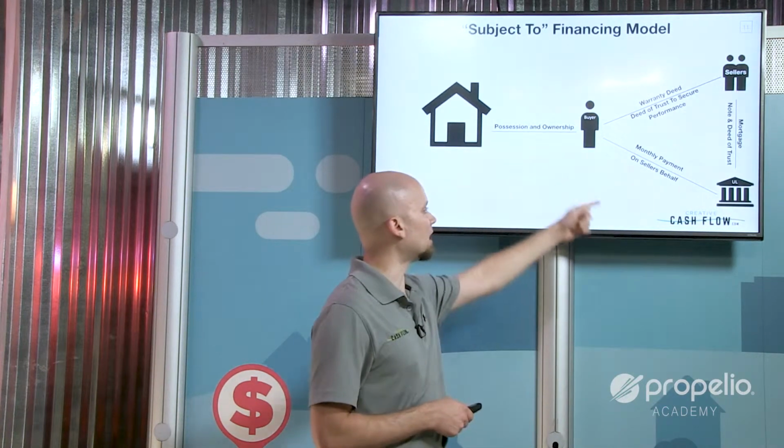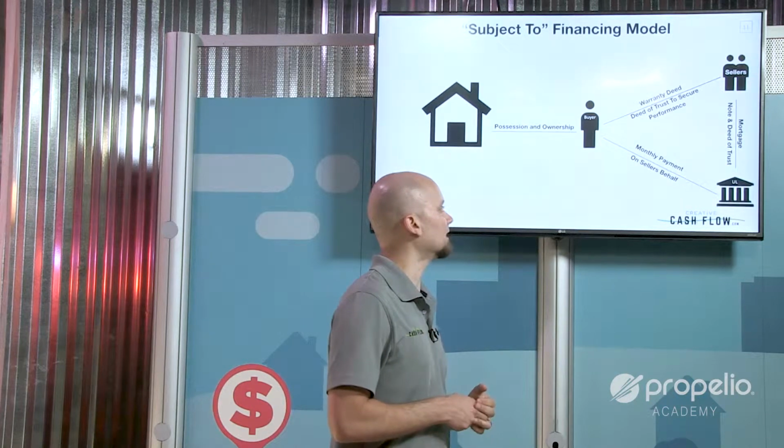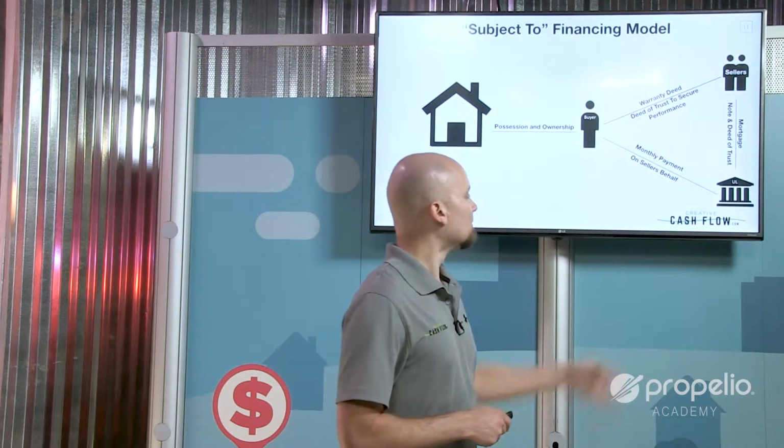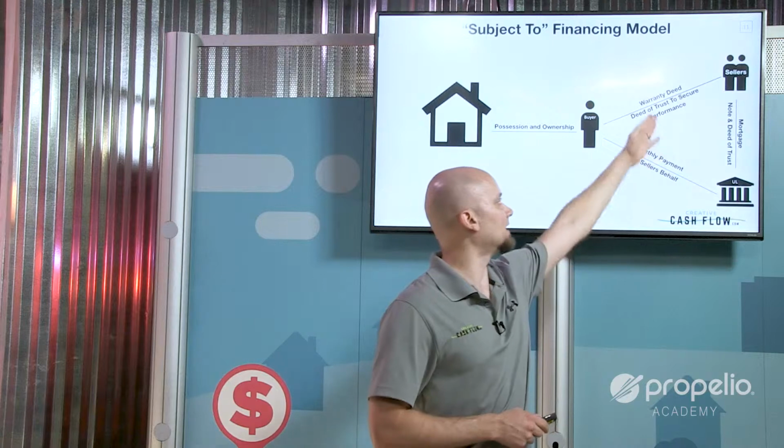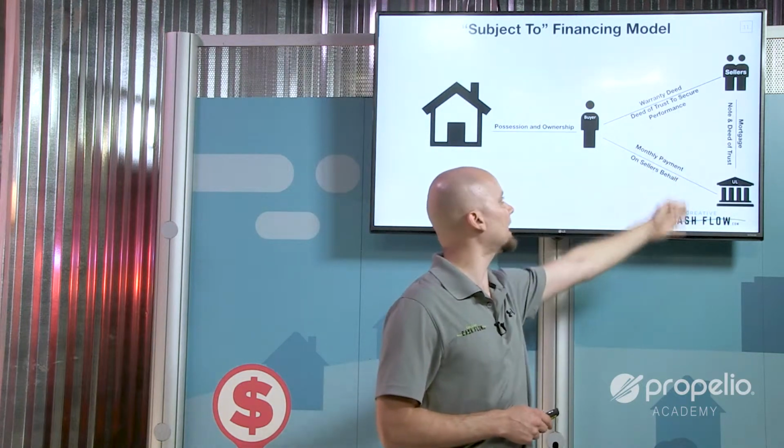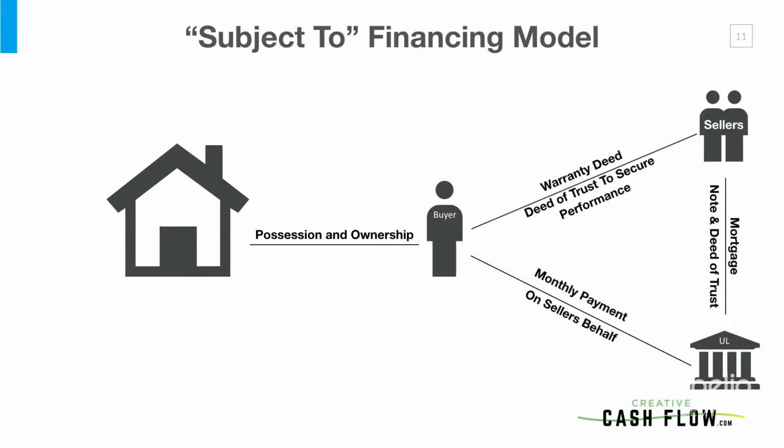So that's how that seller is protected. If you look here on this bottom part of the triangle, the buyer pays the monthly payment on the seller's behalf. But on the right side, we see the mortgage and the deed of trust is still between the seller and the underlying lender, right? And then all the way to the left here, you see that we have possession and ownership of the property because of that warranty deed. That warranty deed gives you possession and ownership of the property, okay?